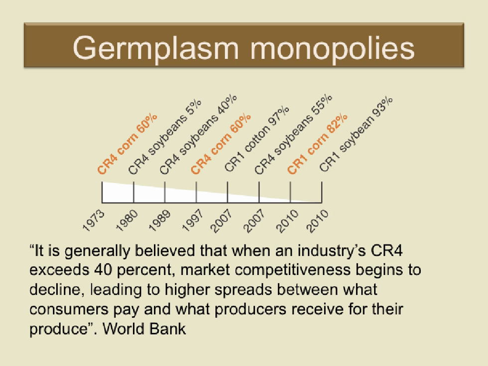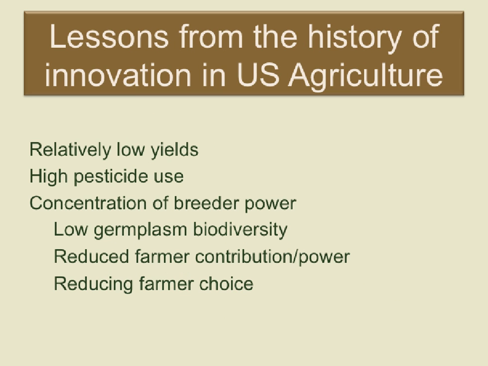But dramatically, the concentration of the single largest supplier of corn seed in the U.S. by 2010 was 82% of the market. So it's off the charts. Soybeans are even more dramatic. The CR4 for soybeans was only 5% in 1980. And by 2010, there is a single supplier for 93% of the soybean germplasm in the United States.